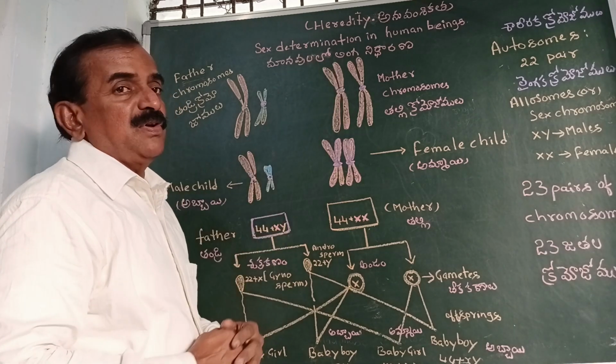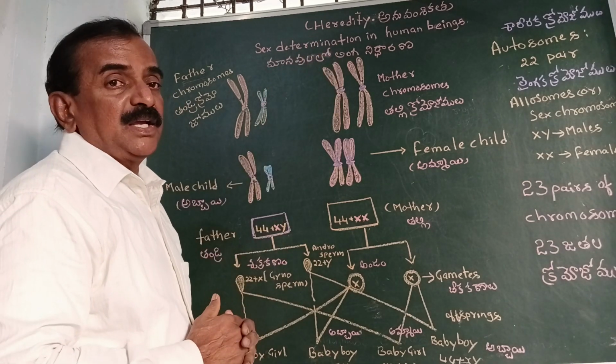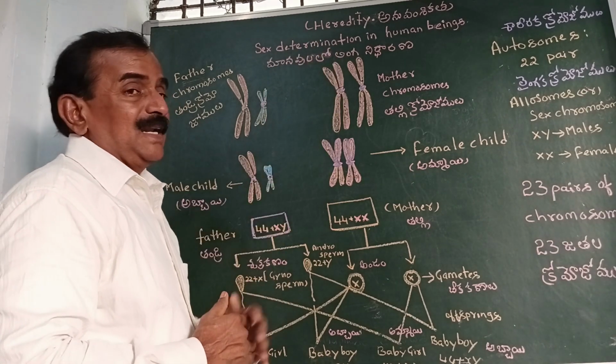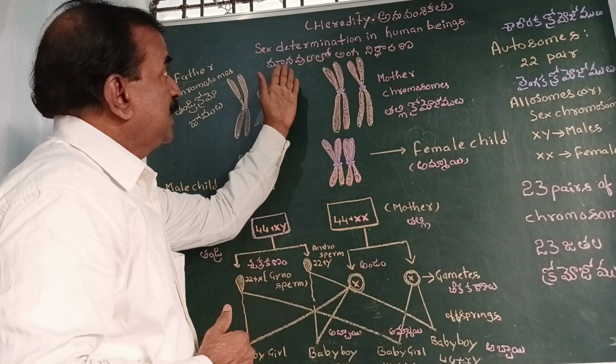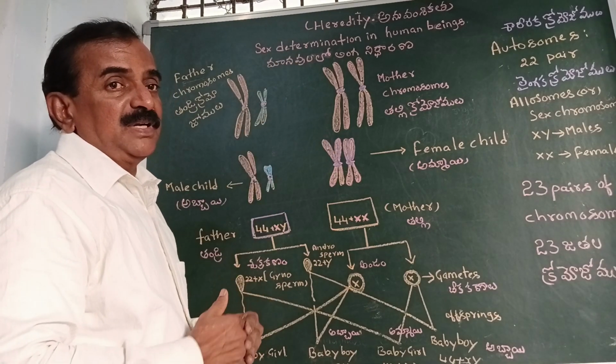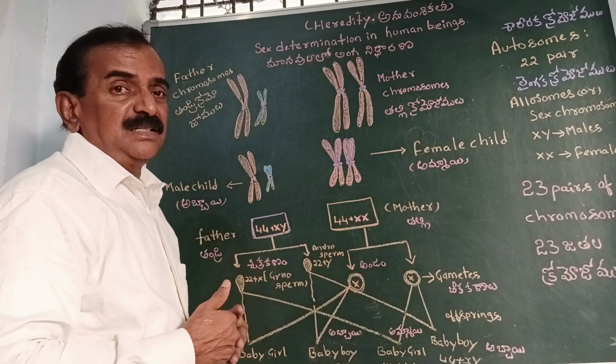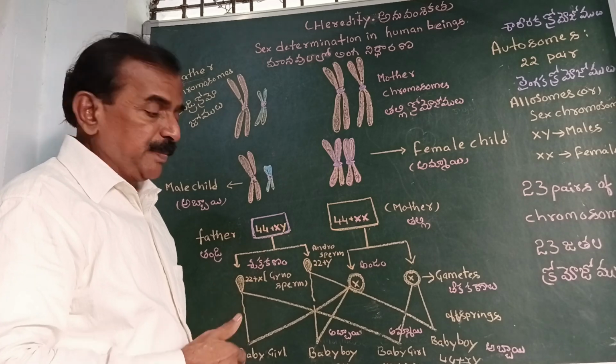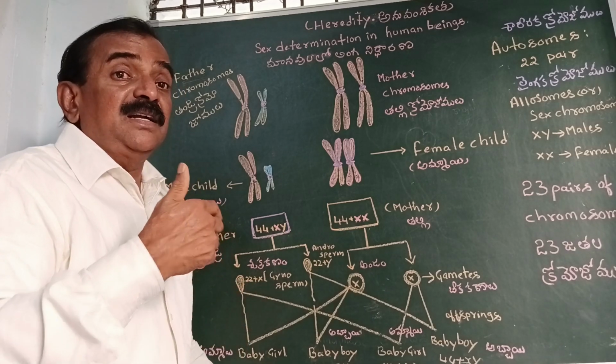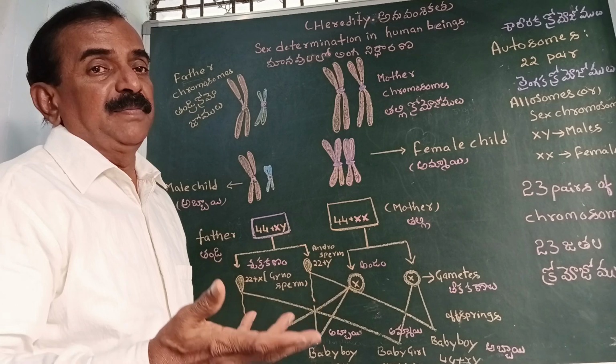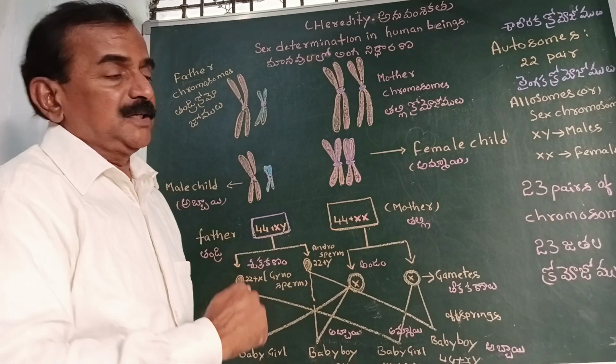So here you are observing what? Heredity, unit 8, lesson name. In this unit we are discussing sex determination in human being. Who is determining the sex of a baby, a father or mother?